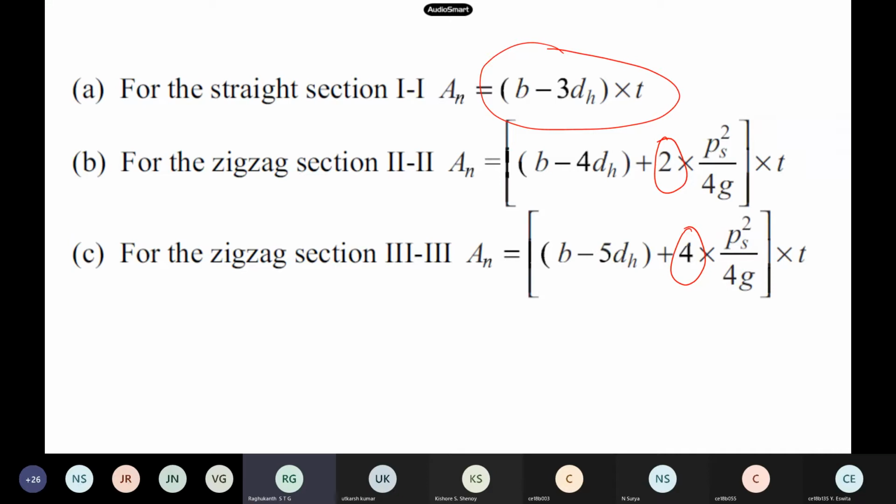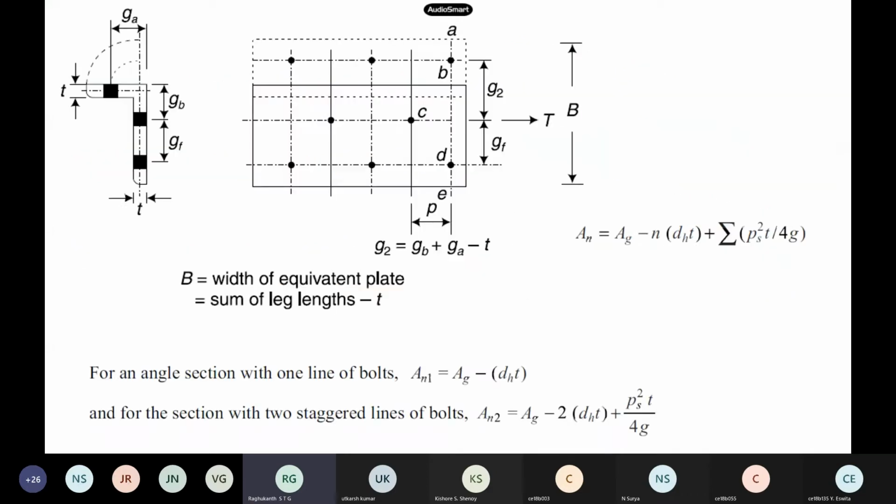So when you are having staggered sections, although they are efficient and you can calculate them, the problem is that you may have to do a lot of calculations, a lot of failure paths you have to verify, and then you should use the lowest area in calculating the design strength for a staggered connection. So that is the main issue with staggered connections.